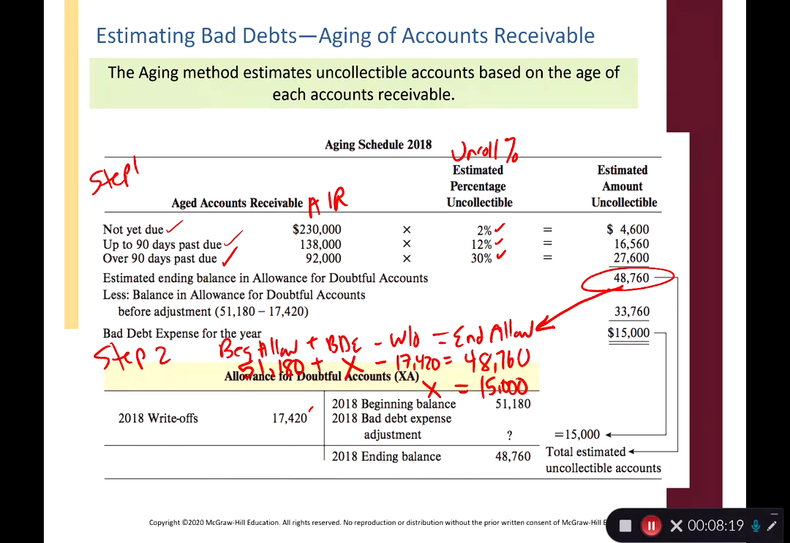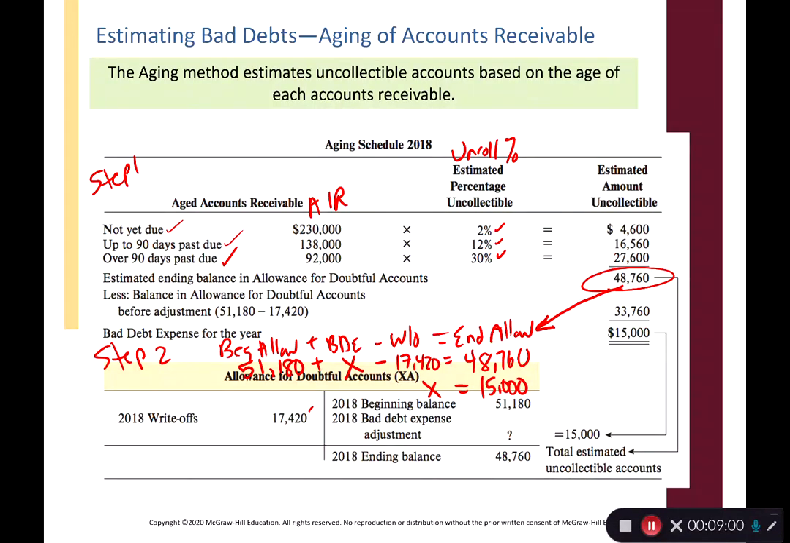So the key here is to remember the various steps. With the aging method, step 1, we get the ending allowance, and if the question asks you for that, you're done. If not, you go to step 2 and calculate bad debt expense. The key is reading the problems that you're asked to complete. You don't want to go too far, and that's what students do, and they mess themselves up. They get the 48,760, but then they see the beginning allowance number, and they incorporate that in to get an answer of 15 grand like we did here, and they circle that. Well, if I asked you for ending allowance, the answer is 48,760, not 15,000. So you don't want to go too far. You have to pay attention and follow your steps.